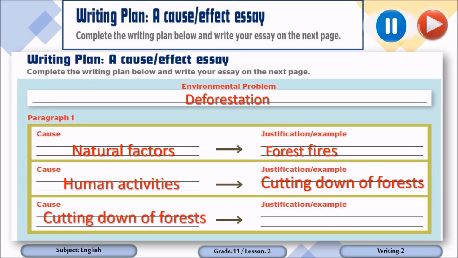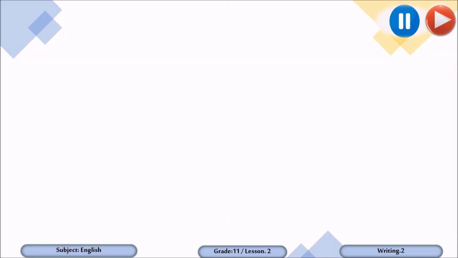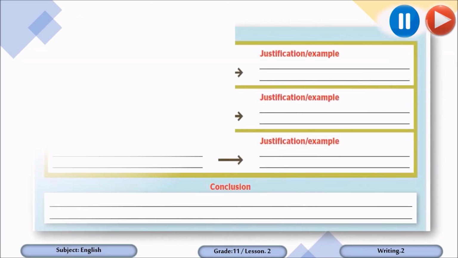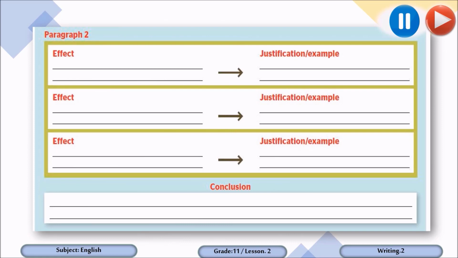Then cutting down of forests itself, where people do it in order to make furniture and paper. Okay, now let's complete planning the cause and effect essay.